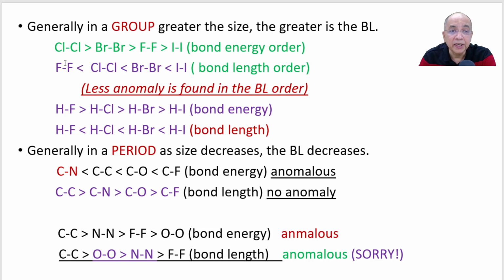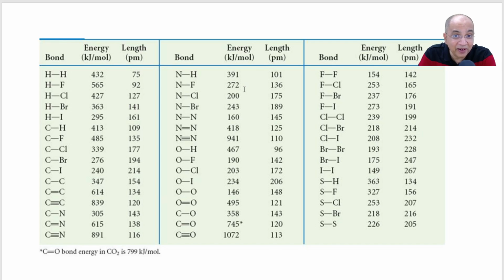For example, in the halogens, in bond energy there was an anomaly, fluorine coming to the third position. But no, in bond length, F-F is the shortest and I-I is the longest. You can verify that. F-F is 142 picometer.